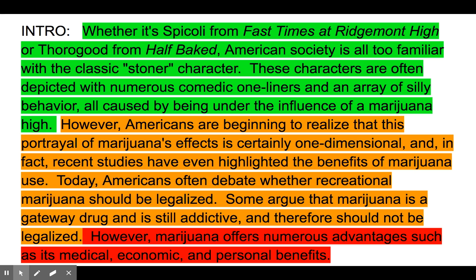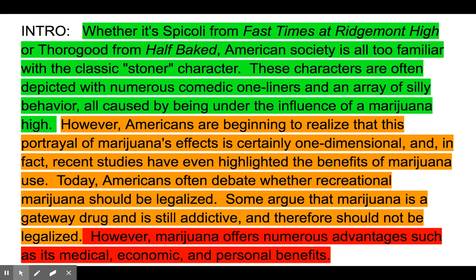So if we're looking at an example here, this was a sample introduction paragraph. So at the beginning, we have the attention getter: whether it's Spicoli from Fast Times at Ridgemont High or Thorogood from Half-Baked, American society is all too familiar with the classic stoner character. These characters are often depicted with numerous comedic one-liners and an array of silly behavior, all caused by being under the influence of a marijuana high. That's the attention getter. We're drawing them in with some common pop culture references.